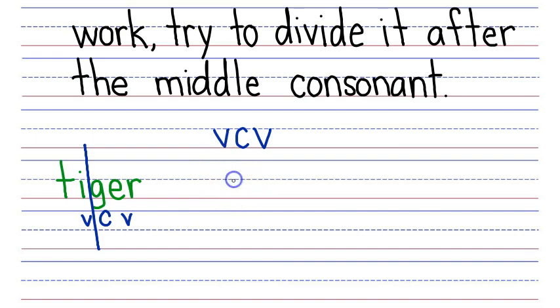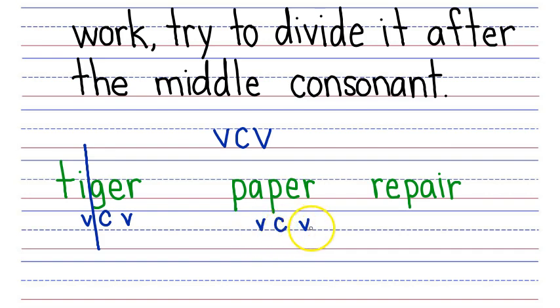Other words that divide like this are paper, spelled P-A-P-E-R, and repair, spelled R-E-P-A-I-R. Let's look for the pattern. In paper, we've got a vowel letter A and an R-controlled vowel phonogram, E-R. In between these two vowels is a consonant letter P, VCV pattern. In repair, we have the vowel letter E here, and a vowel team, A-I, here. And between them, we have a consonant letter P.